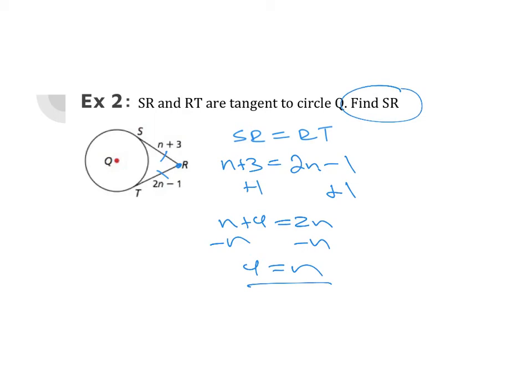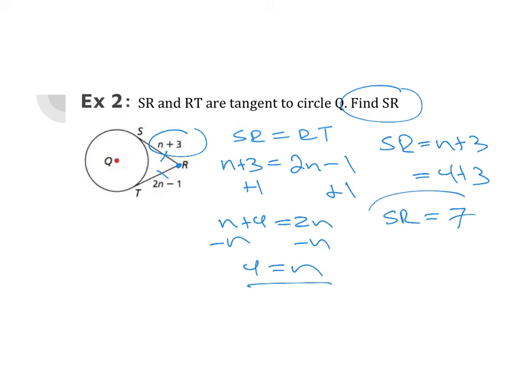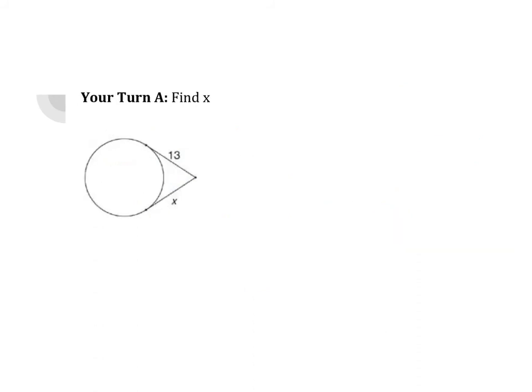Looking at my diagram, I see that SR is equal to n plus 3. So I can go ahead and plug in my n value. And instead of n plus 3, we now have 4 plus 3, which tells me that SR has to equal 7. If I had a follow-up question asking me about RT, going back to the idea that these are both tangent lines that intersect outside of a circle, I could say that RT is also going to be the same, which would be 7.